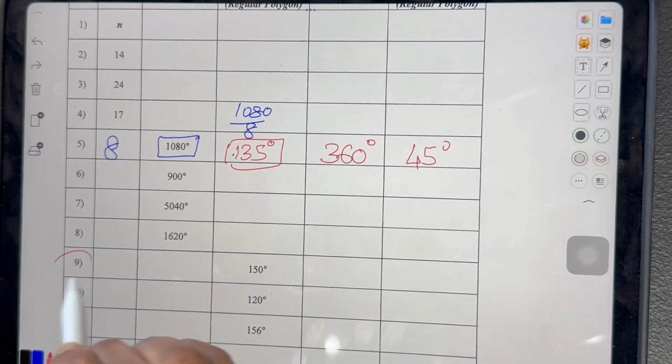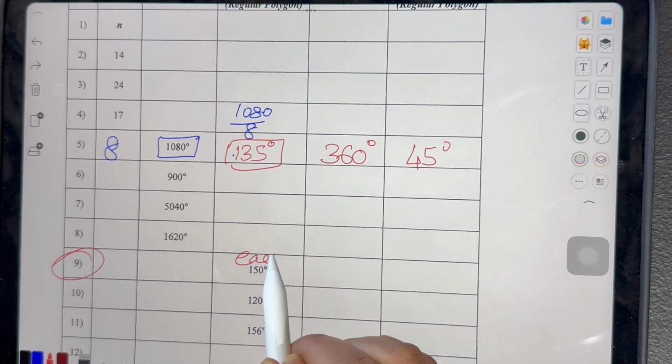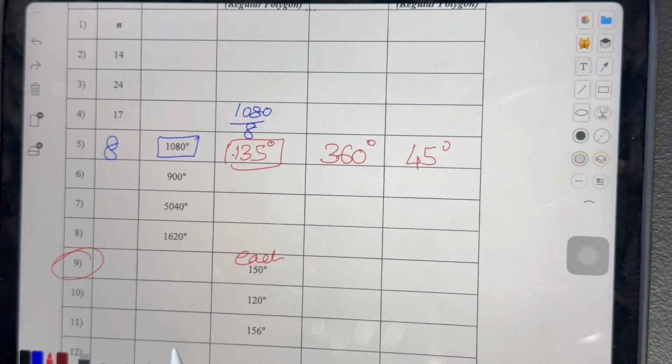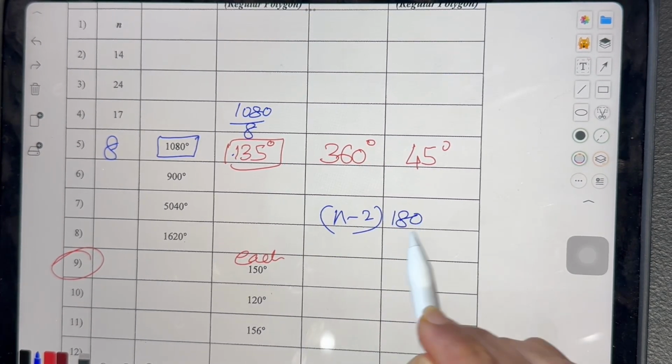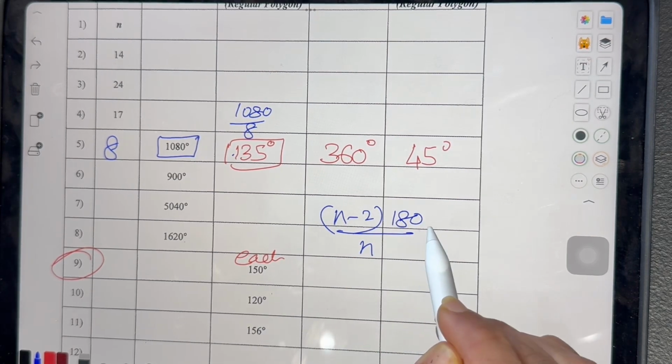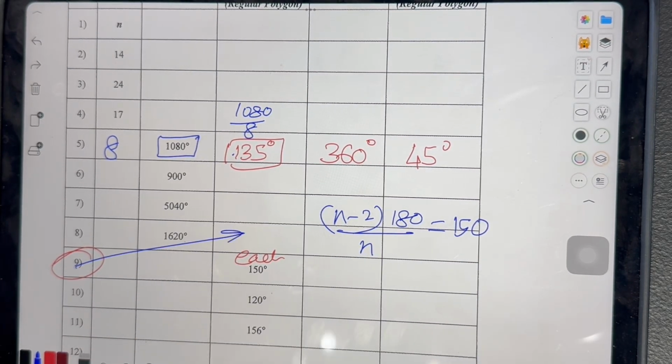Now let's do this ninth kind of question where they have given you each angle. Each angle is given. You have to find the rest of the stuff. Again, we will use the same formula. (n minus 2) multiplied by 180 divided by n is each angle, which is 150. I'm talking about the ninth question right now.